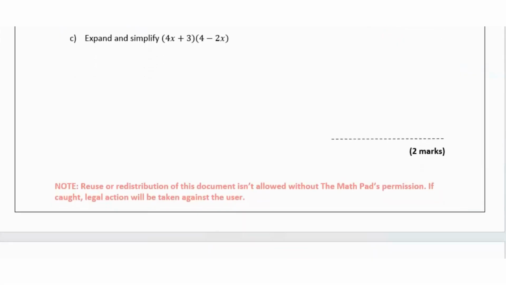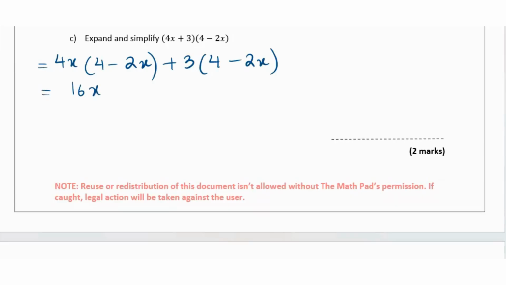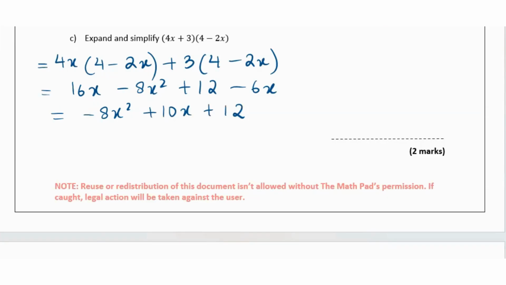Then expand and simplify. So we can expand this double bracket. It's going to be 4x times (4 minus 2x) plus 3 times (4 minus 2x). So that's 16x minus 8x squared plus 12 minus 6x, negative 8x squared plus 10x plus 12. This is our expansion. You collect the like terms, and if it cannot be further simplified, you just leave it as it is. So negative 8x squared plus 10x plus 12.